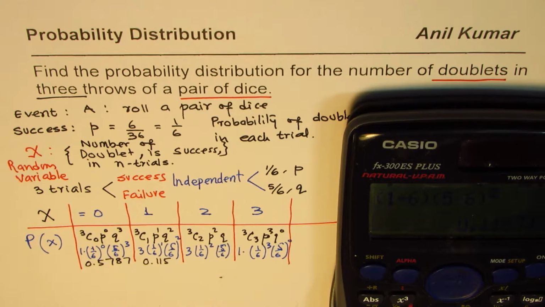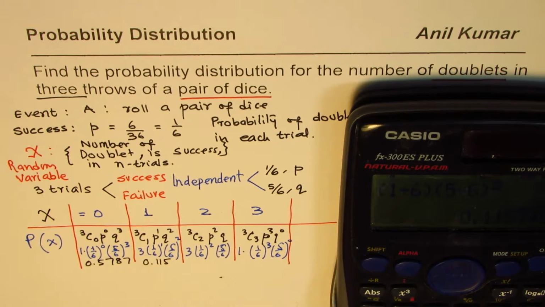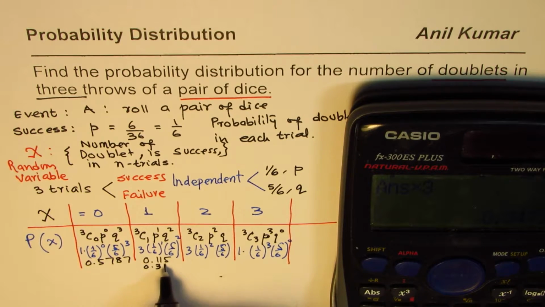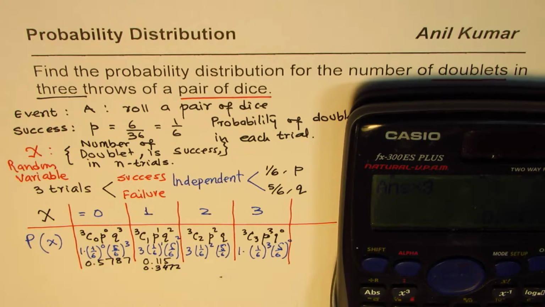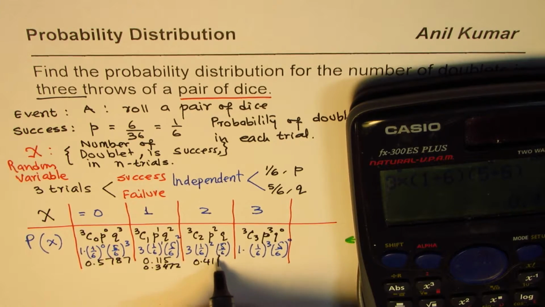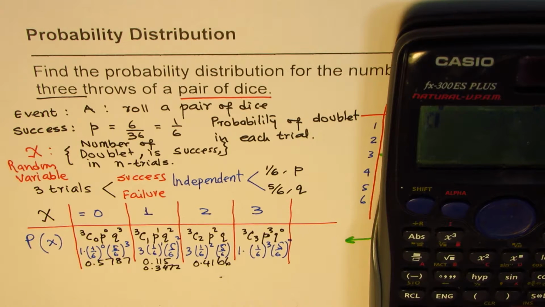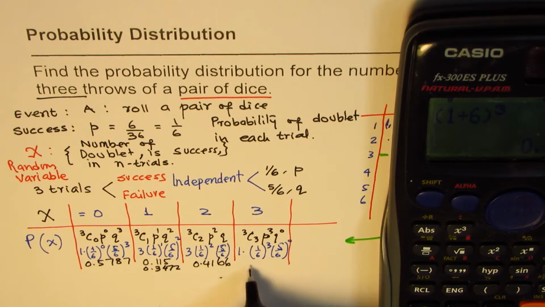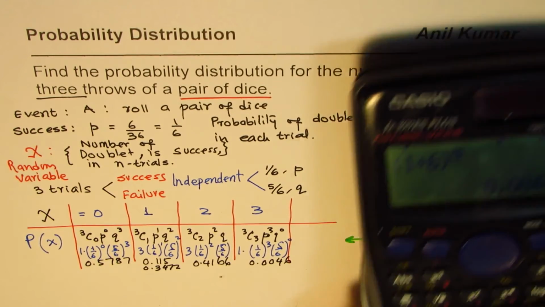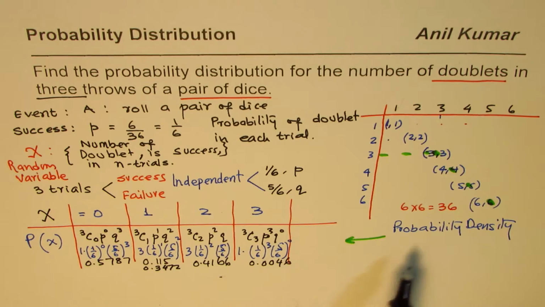Now the second one here, oh, we didn't multiply this by 3. Let me multiply this by 3. I was kind of surprised. So it is 0.3472. Okay, and the last one here is 3 times within brackets 1 divided by 6, and then within brackets 5 divided by 6. In decimals, it is 0.4166. And the last one here is 1 divided by 6 whole cube, which is 0.0046, right? So that becomes the binomial distribution for the given case, right?